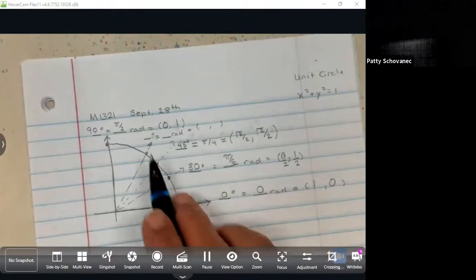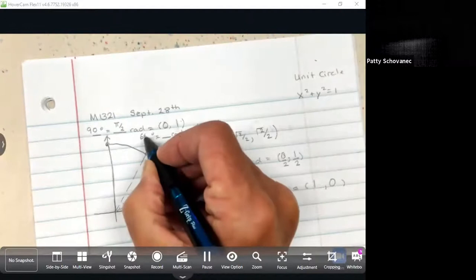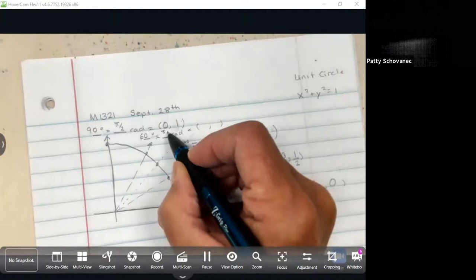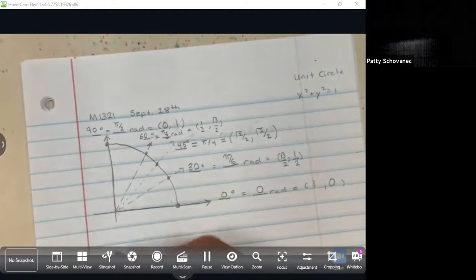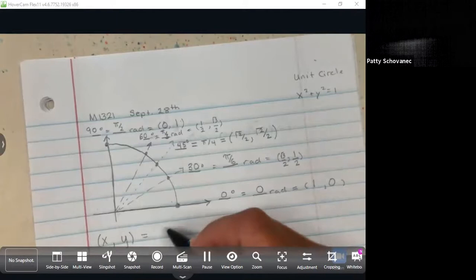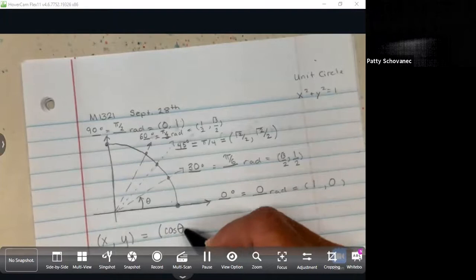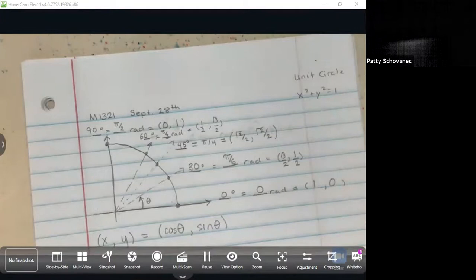Now up here at 60 degrees, how many radians do you have there? Pi over 3. And the ordered pair is flipped there. There the x is the smaller value and the y is the larger value. It's important to know those because on the unit circle, the x and the y correspond to the cosine of the angle theta and the sine of the angle theta. And if we know those and we can count our way around a unit circle, then we can figure out the ordered pairs elsewhere. So we're going to use that a lot today.